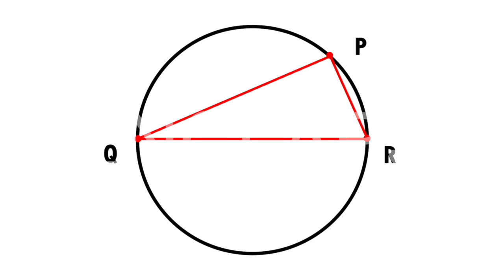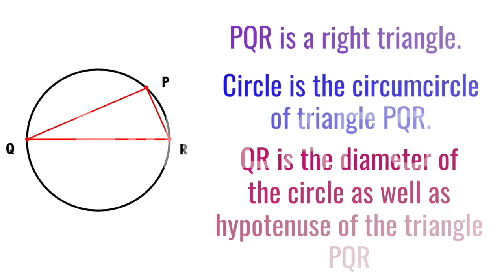Let us consider a circle. Also consider a point P on the circle. From the point P, draw two mutually perpendicular lines. These two lines meet at the points Q and R on the circle. If we join the points Q and R, then triangle PQR is a right angled triangle, and the circle is the circumcircle of the triangle PQR. A circumcircle is a circle which passes through the vertices of the triangle. So the line QR is the hypotenuse of the right angled triangle as well as the diameter of the circle.